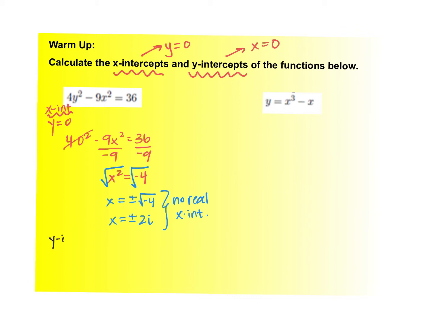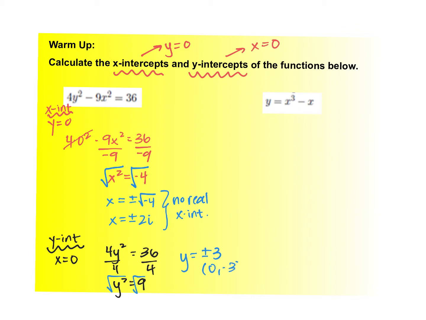To test for my y-intercepts, I'm going to do a similar process, but this time I'm going to plug in 0 for x. So if I plug in 0 for x, I'm going to end up with 2y squared is equal to 36. When I divide both sides by 4, I get y squared is equal to 9, and then taking the square root of that will give me a real value for my y-intercepts. I'm going to have plus or minus the square root of 9, which is plus or minus 3. So I'm going to have two intercepts here, 0, negative 3, as well as 0, positive 3.